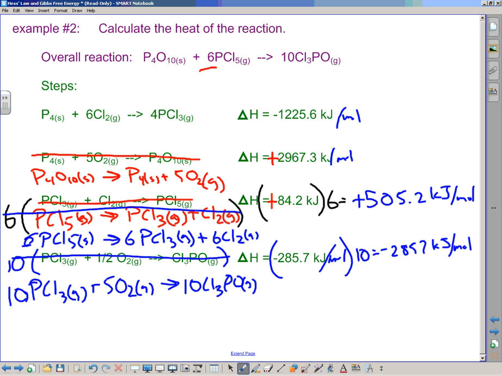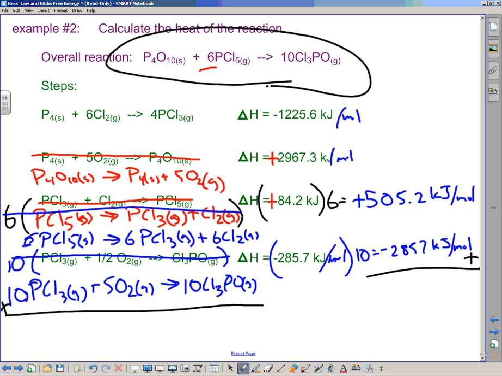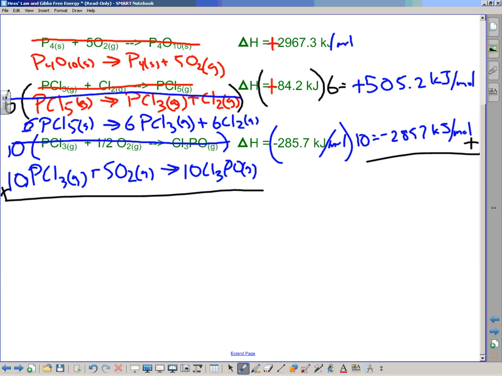Questions so far? So we've covered our 2 steps. Now we should be at the point where we can add these equations together, get the appropriate overall reaction, and get our final answer for delta H. So let's take a look at our work here. When we add the equations together, we get P4O10 plus 6 PCl5 plus 10 PCl3 plus 5O2. Do I have all of them? 1, 2, 3, 4. Good.